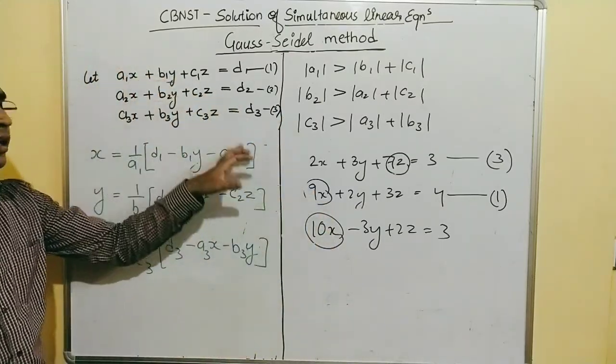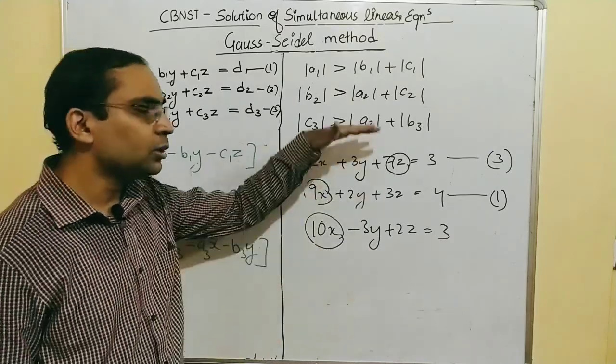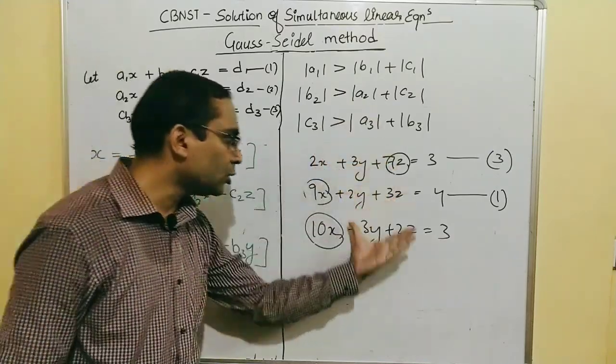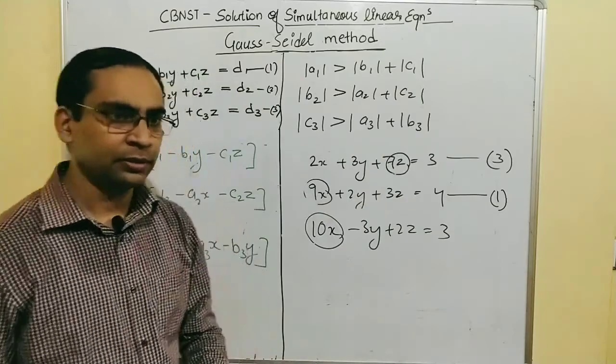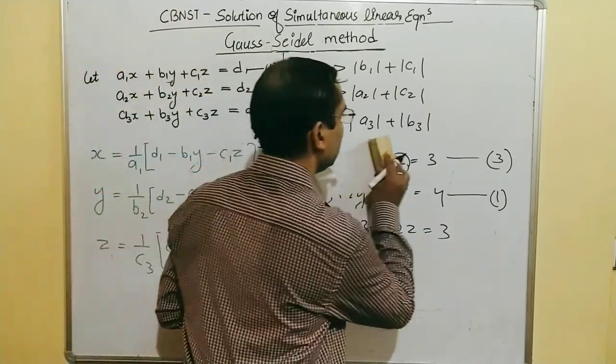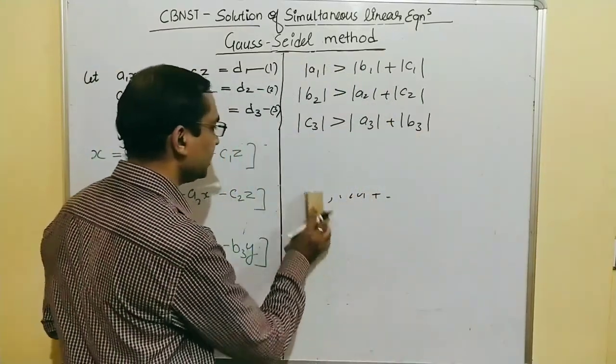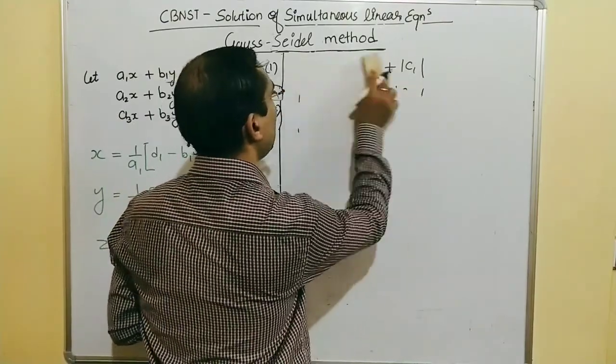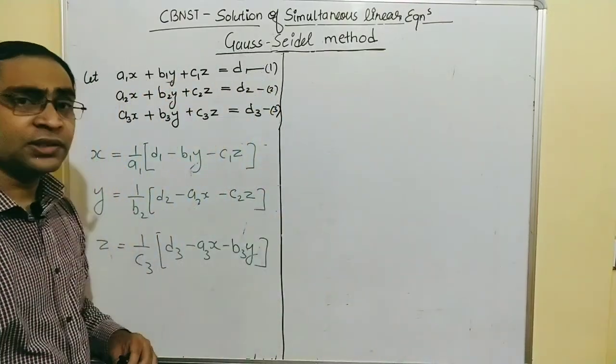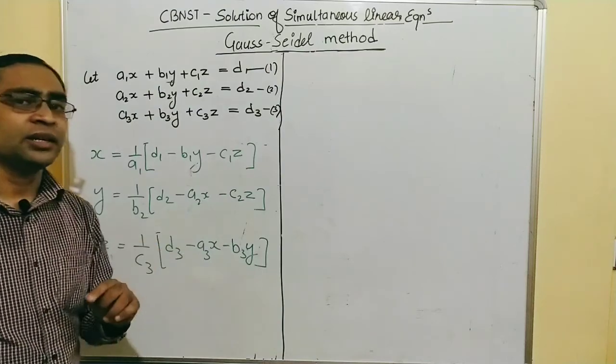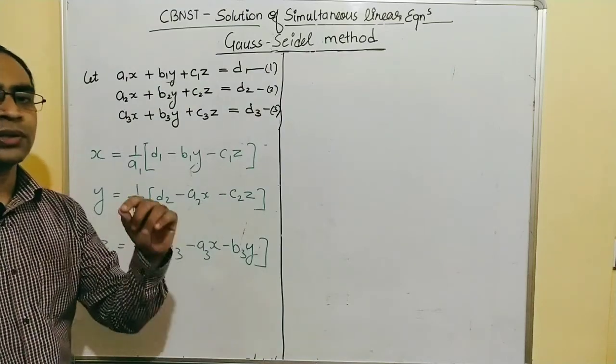For that, we will not be able to rearrange this. So this is non-diagonal dominant, right? So I hope you have understood the concept of diagonal dominancy. Now let me talk about the Gauss Seidel method. If a system follows this diagonal dominancy, then that can be solved with the help of the Gauss Seidel method.